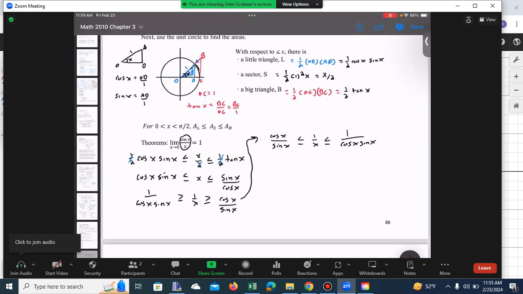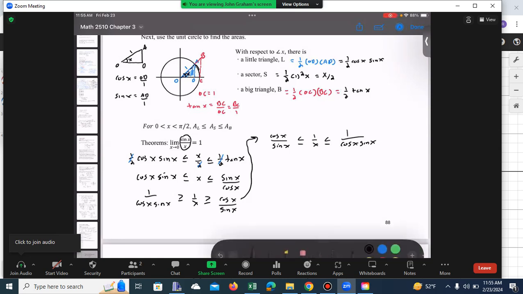Now we're going to multiply everything by sine x. And when we do that, we'll get the sine x in the numerator like we want in the middle. But here we'll have the sine x cancel, so we'll have cosine x less than or equal to sine x over x less than or equal to 1 over cosine x.